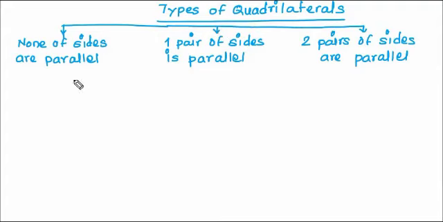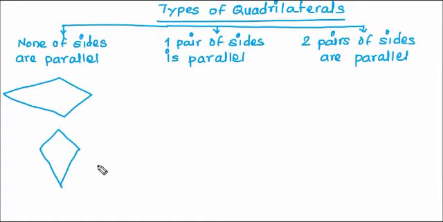So when there are no sides parallel, we can have any irregular quadrilateral falling under this, where none of the sides are parallel. There is one special type of quadrilateral which also falls in this category, and that is called a kite. Now why is this special? Because in a kite, two sets of adjacent sides are equal. So this side is equal to this side, and this side is equal to this side. So that is called a kite.